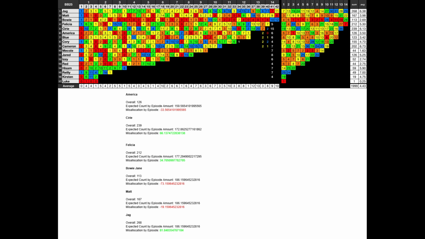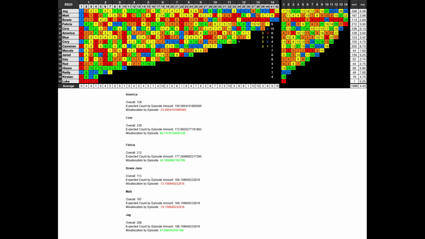Suri has 239 diary rooms, and her expected count by episode amount is 172.86, causing her to have a huge misallocation amount of 66.13. This really isn't shocking since she was the surprise Z. She is a reality TV veteran, and she also had her son in the house while masterminding a lot of the season, so this was kind of just expected.